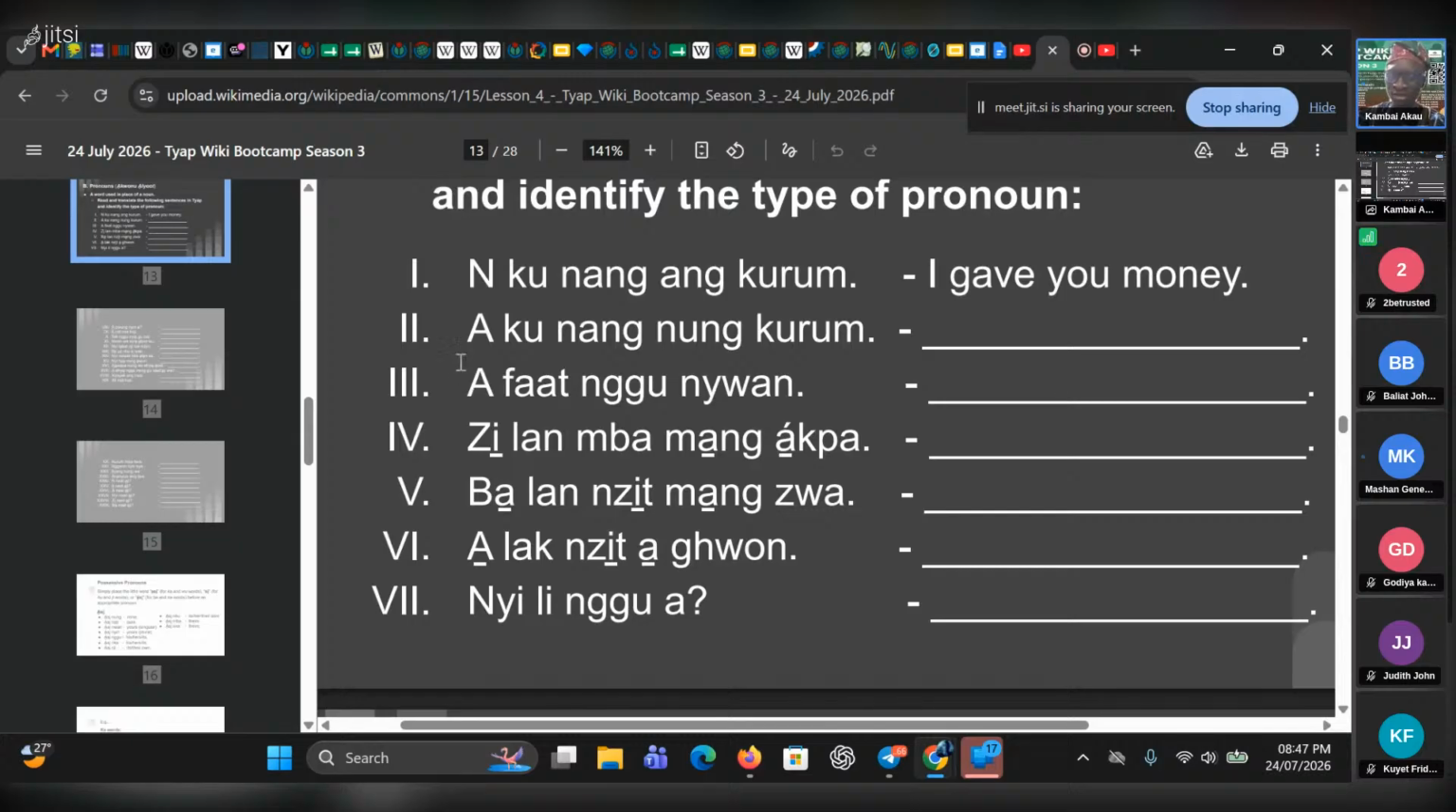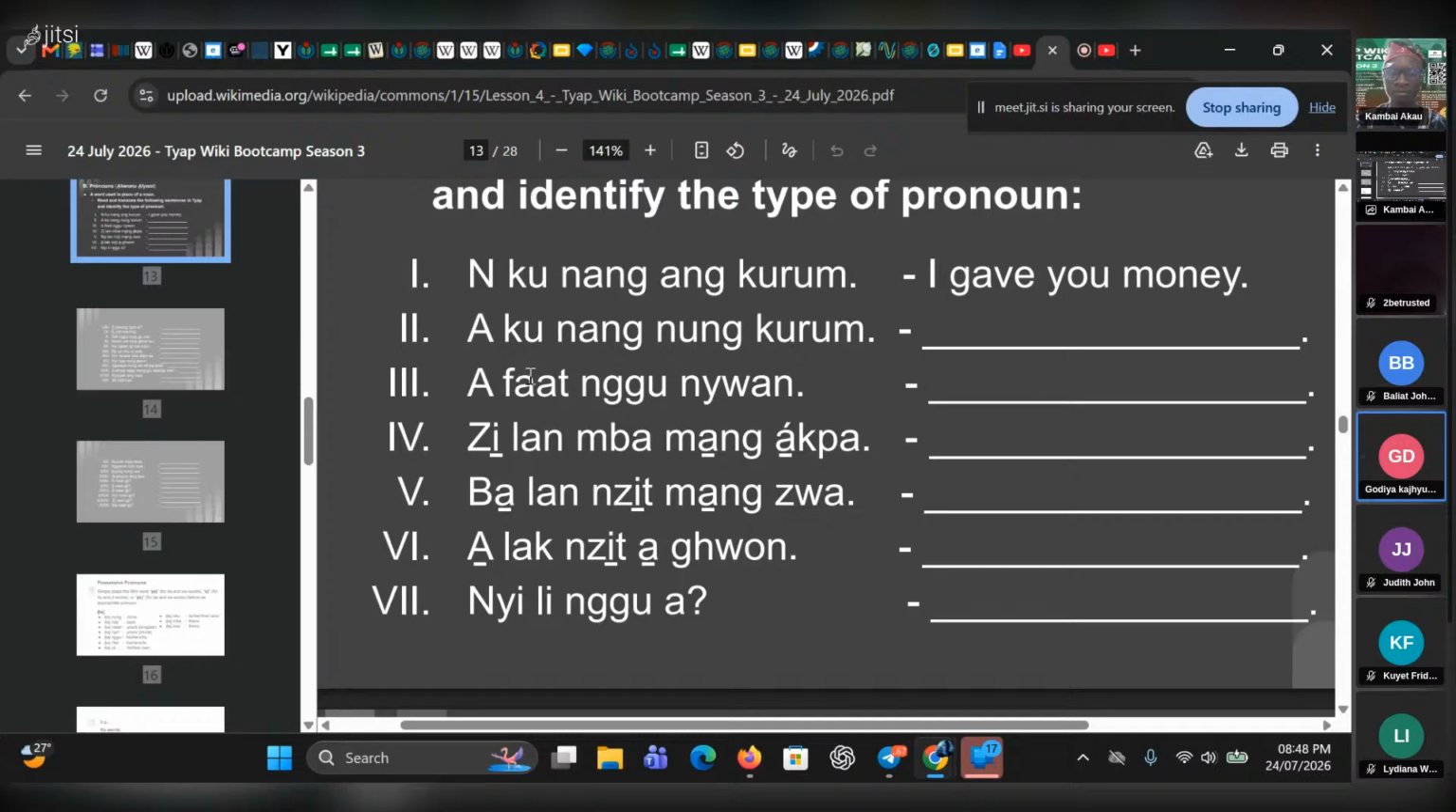So please go back again to number 2, and then read it in Tyap, and give us the English version of it. Okay, so can someone else try out? Can someone else try to read this very second paragraph for us? Anyone? Okay, can I try? Please go ahead.